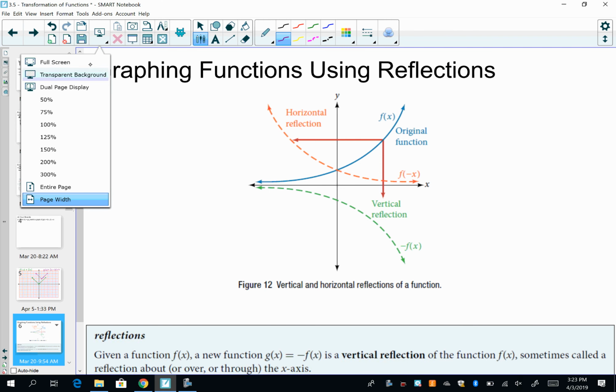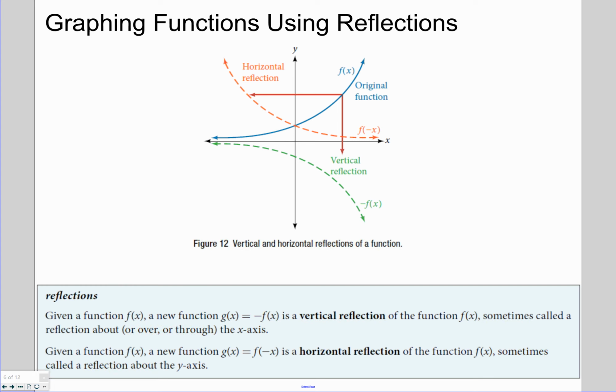Okay, so let's continue by looking at two types of reflections, vertical and horizontal. I want you to think just about the word vertical, not in math, but in life. What do you think of when you think of the word vertical in life? Up and down. Very good. So when you think about vertical reflection in math, I want you to think up to down or down to up. That's how it's being reflected.